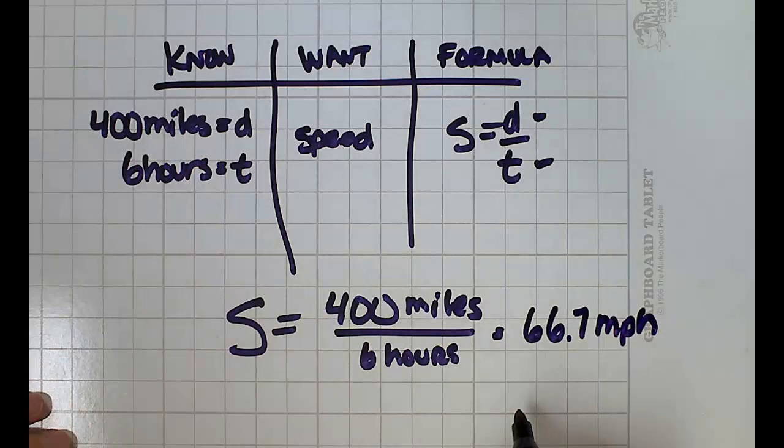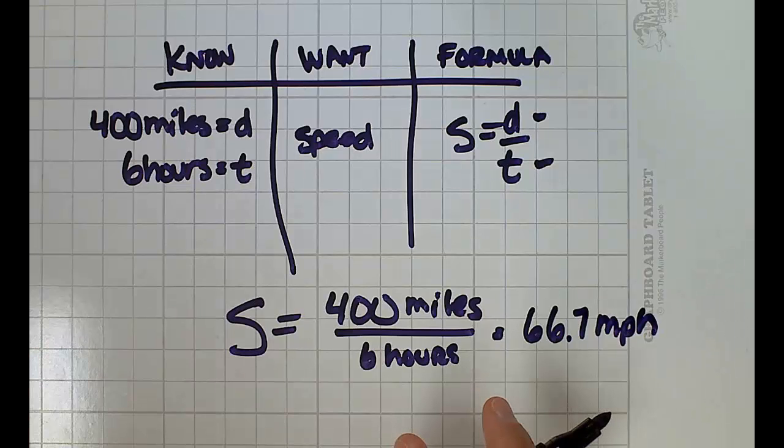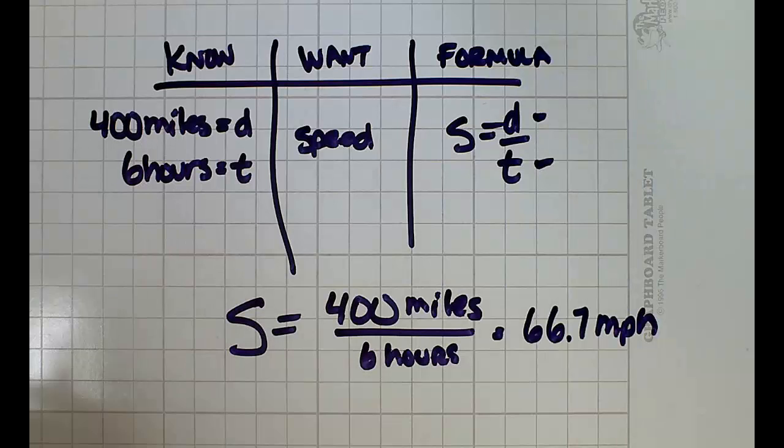So I use my know, want, and formula grid every time I solve a problem. If you want more examples of how to use a know, want, and formula grid, go ahead and look at some of the other videos I've made, because it gives you a really clear-cut, really easy way of doing it.